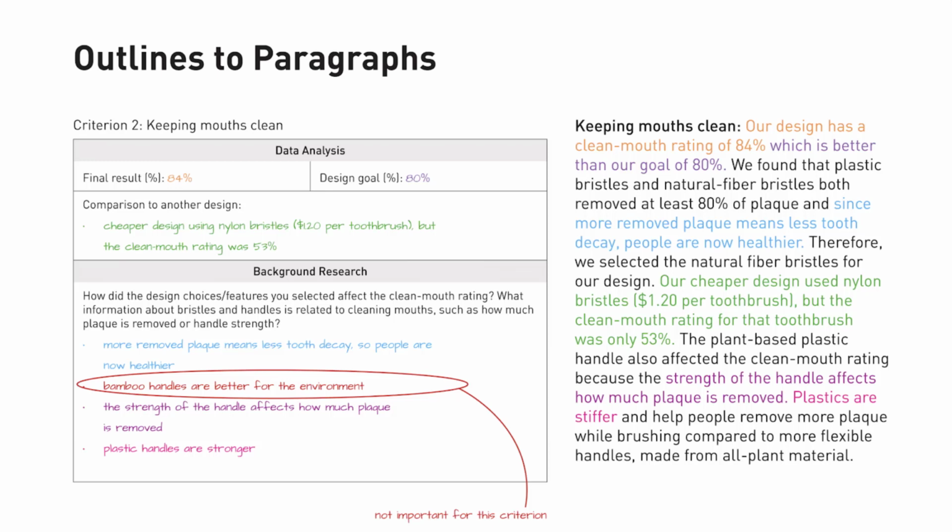Outlines to paragraphs. Let's look at the data analysis section of the outline first. Where did the information from the outline end up in the paragraph? Analyze the paragraph together and then invite volunteers to share.